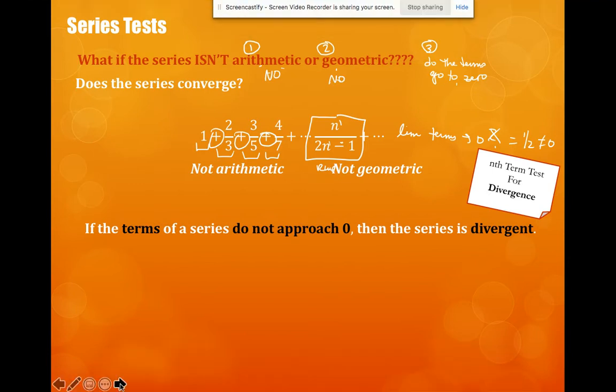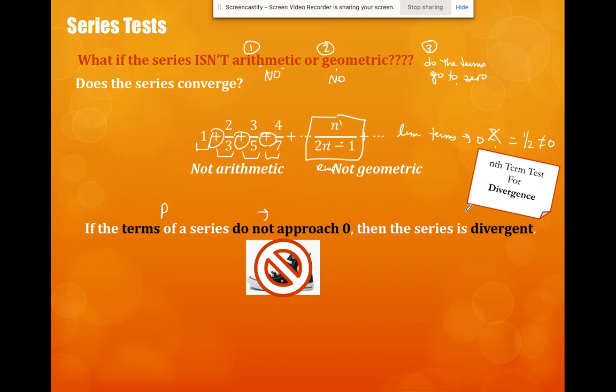Be very careful with this test. Don't use it backwards. In other words, the converse, this is P arrow Q. You cannot say that if a series diverges, the terms don't go to 0. Right? If the series terms do not go to 0, because that's not true.